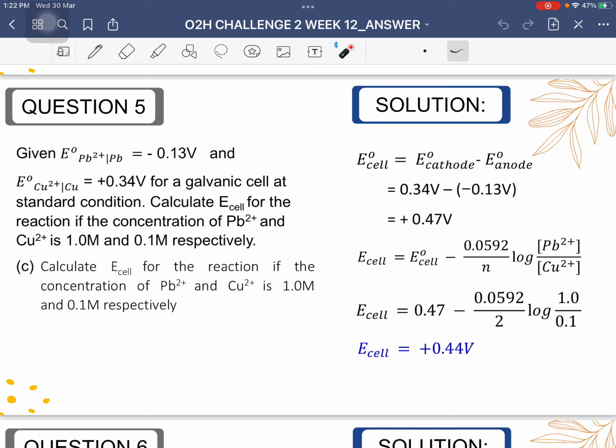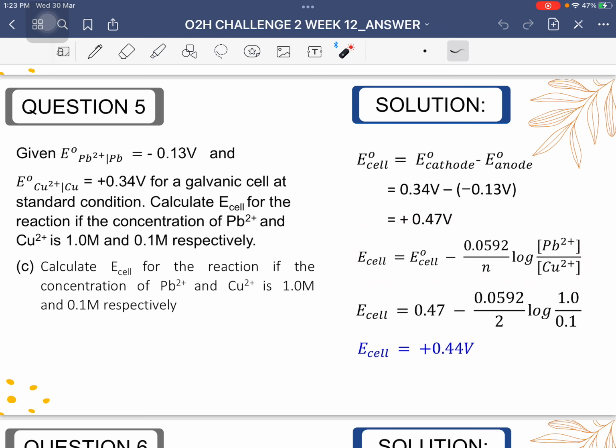Okay, before we calculate this cell potential from the Nernst equation, we need to calculate the standard cell potential, where we use cathode minus anode. The electrode potential: cathode is copper, anode is lead, and the standard cell potential is positive 0.47. Finally, substitute into the Nernst equation.